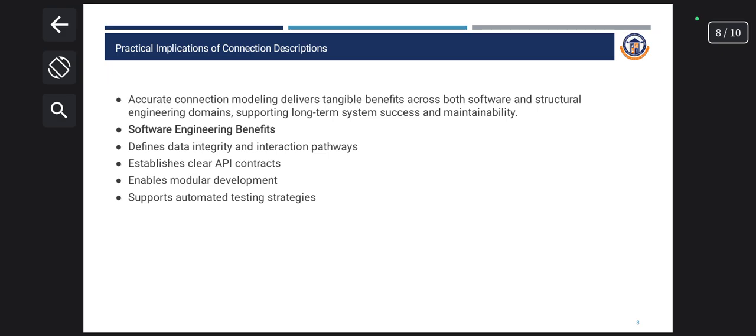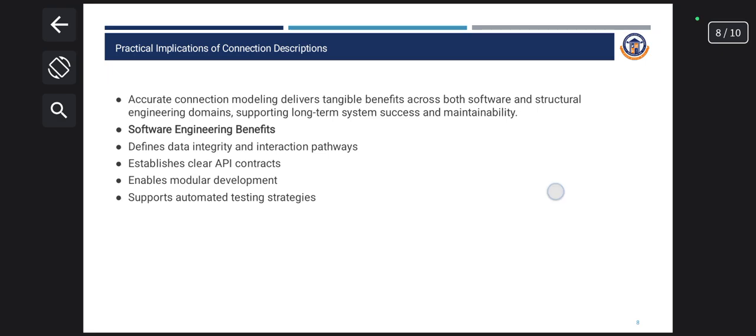The third one is modular development, which lets teams work independently. The fourth one is automated testing, which makes it easier to test components in isolation. In short, understanding connections improves maintainability, scalability, and reliability of software systems. Ignoring connections is like building a house with no plumbing or wiring layout. It may look fine, but it will fail under use.